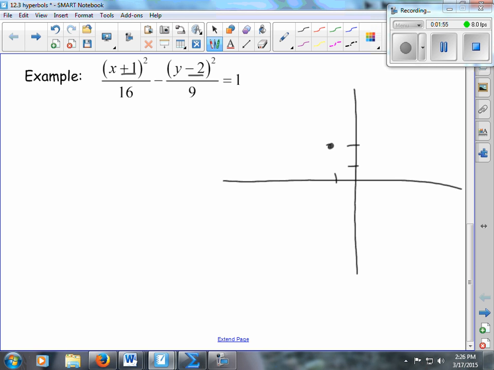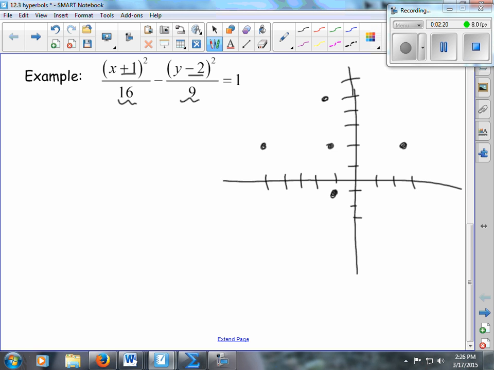I still am going to determine an x radius and a y radius. So the x radius would be 4. Oh, that's the y radius. So the x radius is 4. There we go. And then the y radius is 3. So I'll go up and down 3 from the center.